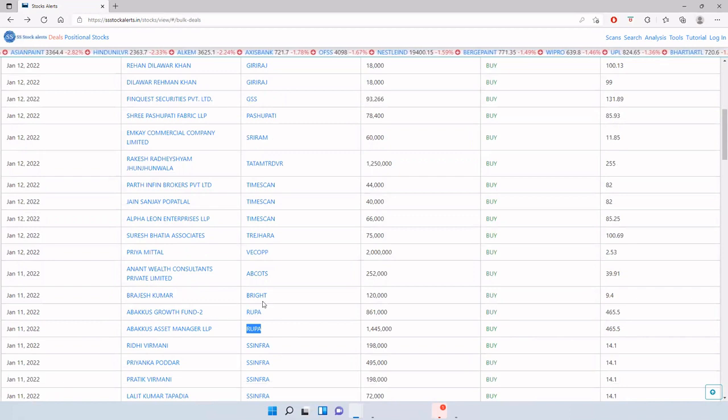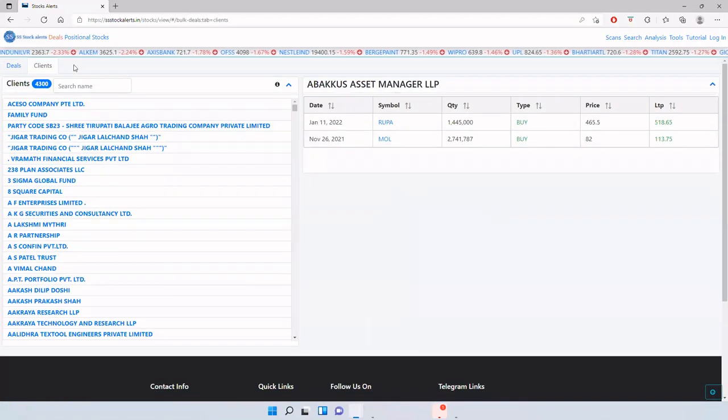Let me just click here and we'll see. This asset manager bought the Rupa stock on January 11th for 465 and the current price is 518. So there is a jump, at least 50 rupees in the price because of these guys' entry. This is an older entry, but you can see here what is happening. They bought the stock at almost 80 rupees and now it is trading at 113.